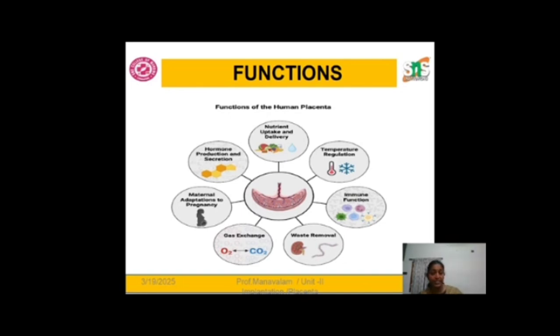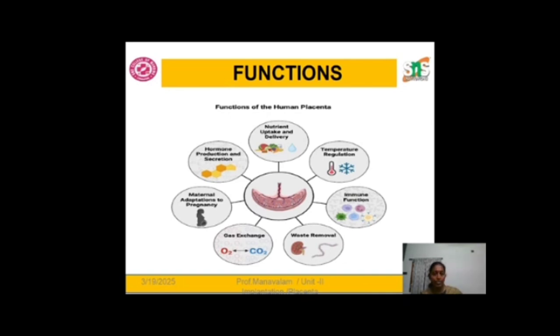Next, respiratory function or gas exchange. The oxygenated blood from the maternal side passes through the placenta, enters through the umbilical vein and is supplied to the fetus. At the same time, the carbon dioxide goes through the umbilical artery into the placenta, and from the placenta it enters the maternal circulation. So that function is also done by the placenta.